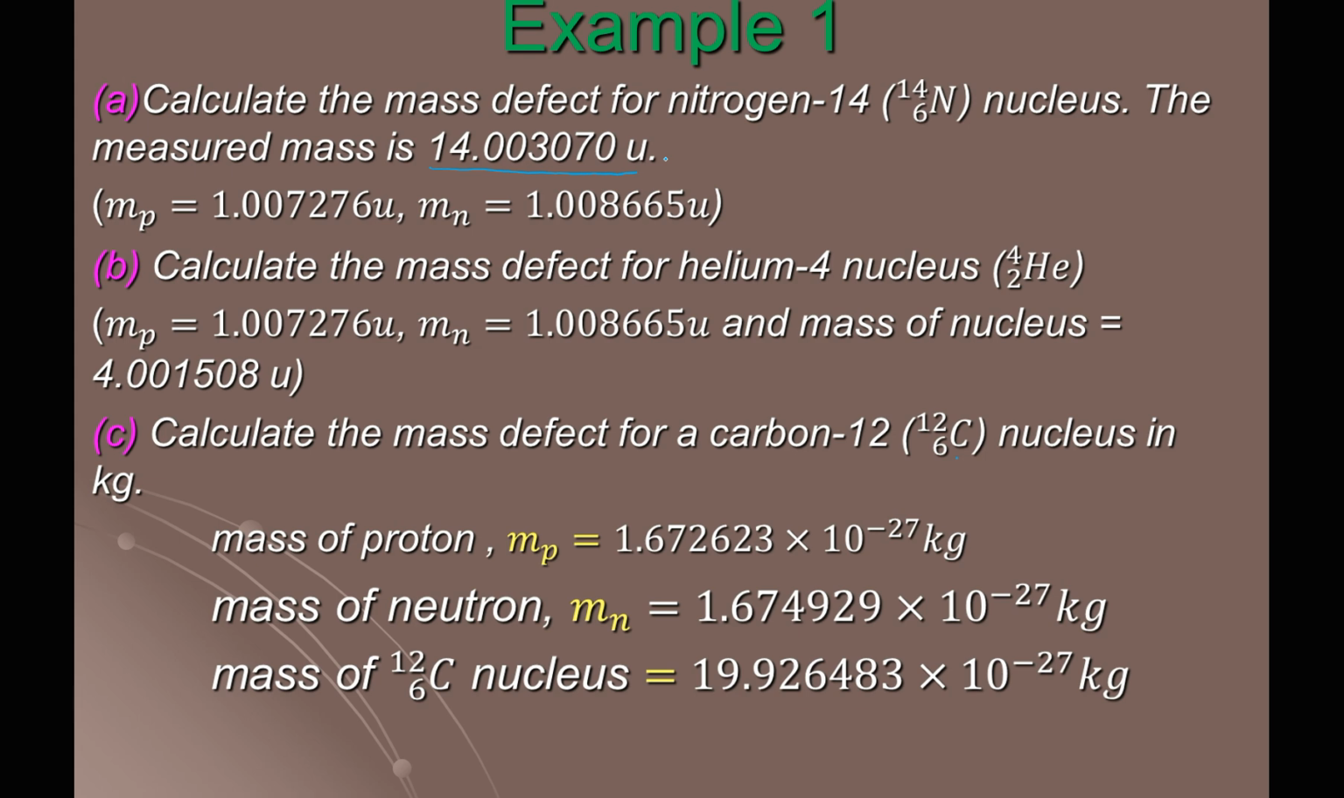Remember, I said mass defect is just the difference in mass. So I'll use this space because I don't have enough space. So it is nitrogen-14,6. This is 6 protons, and it has 14 minus 6, which is 8 neutrons.